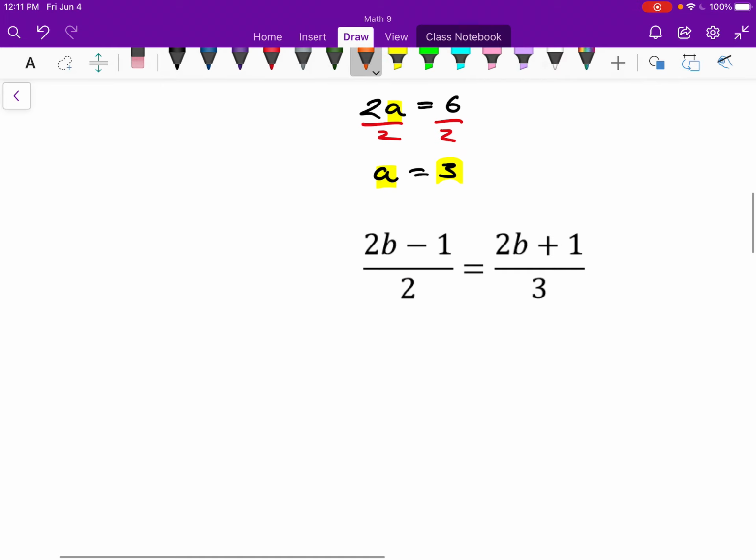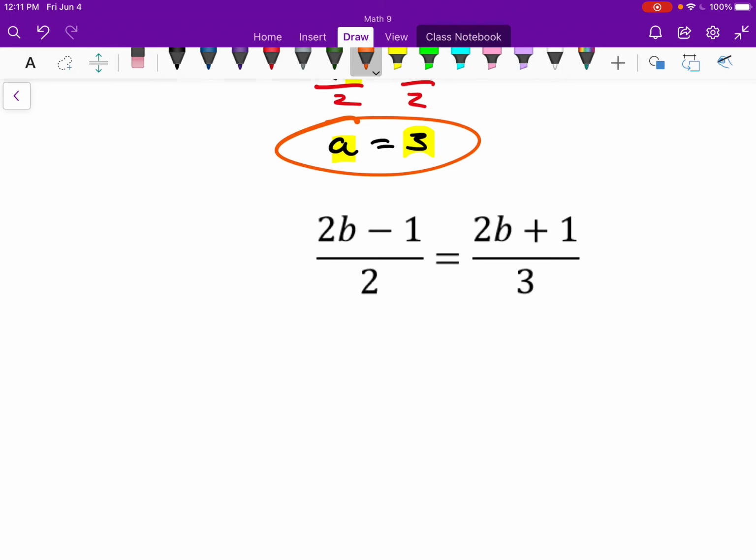All right, so let's look at this next one. I have a fair number of choices, but I think right away I'll do the same thing as before. I have 2 different denominators. The lowest common denominator of 2 and 3 is 6. I'm going to multiply both sides by 6.